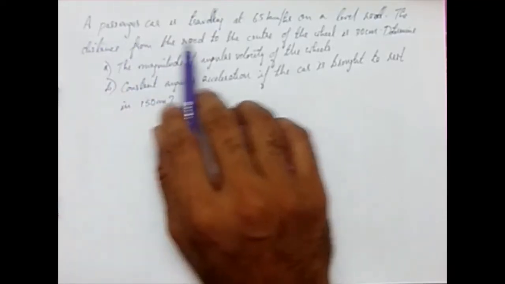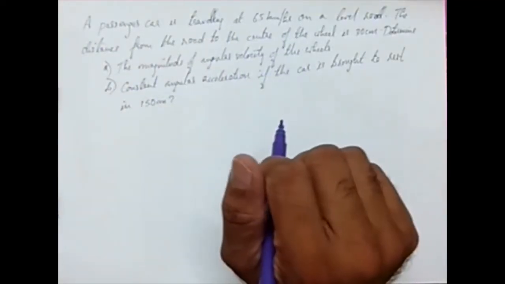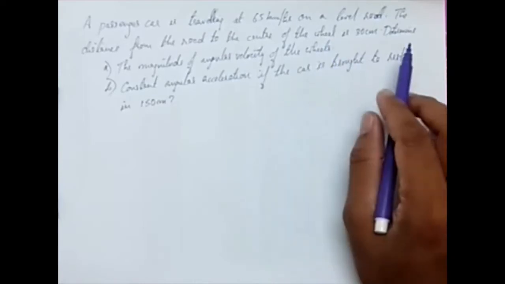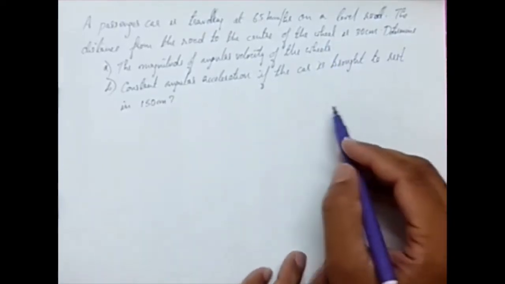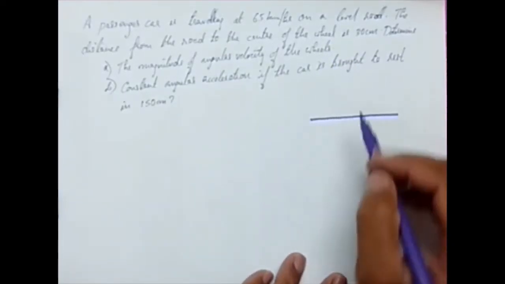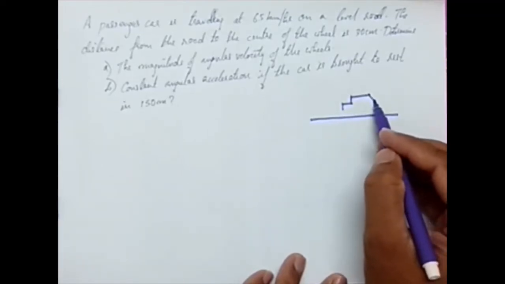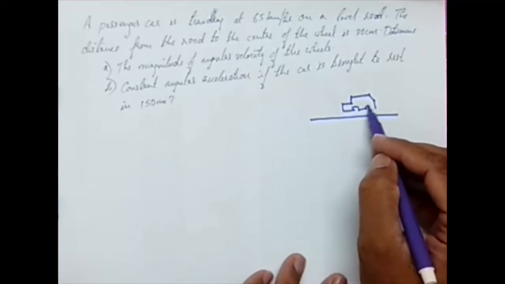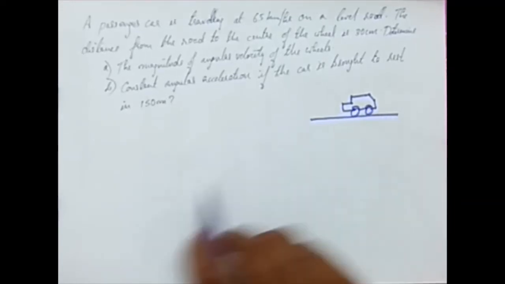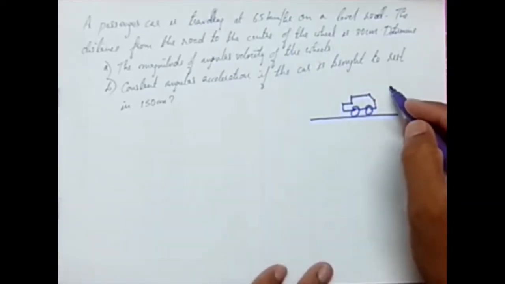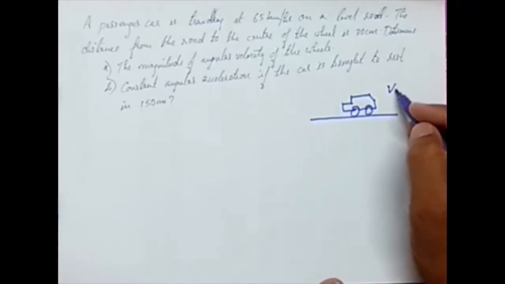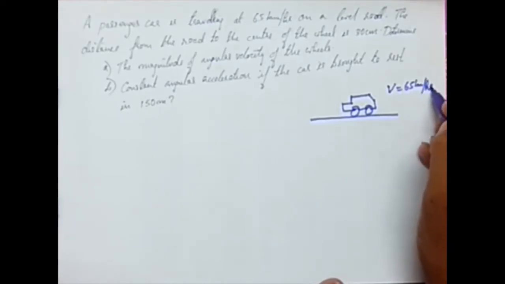A passenger car is traveling at 65 km/h on a level road. So you have a level road on which a car is traveling. The car is traveling at a speed of 65 km/h. So its velocity is given as v equal to 65 km/h.